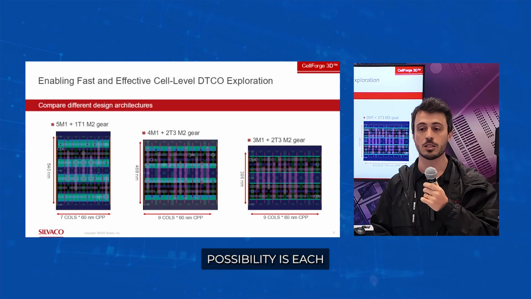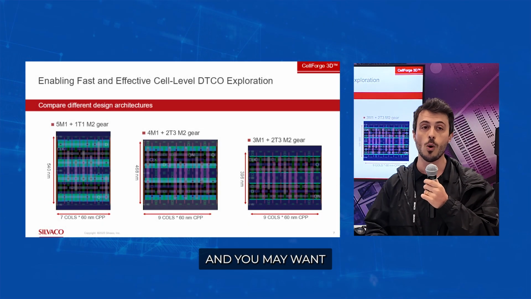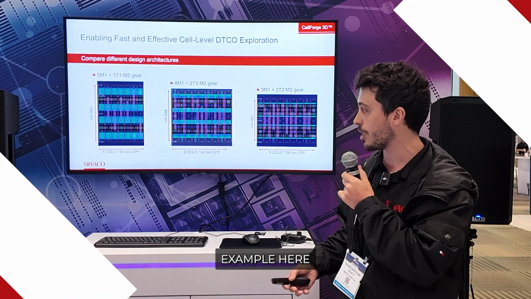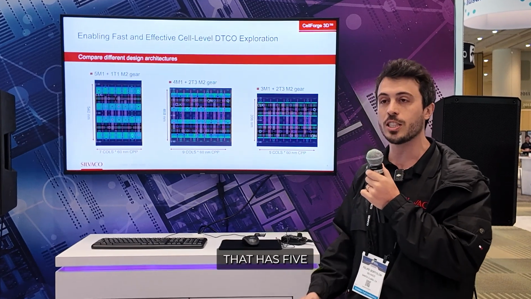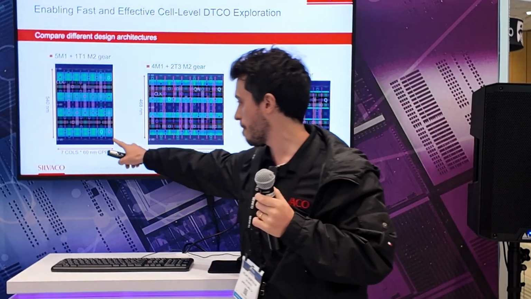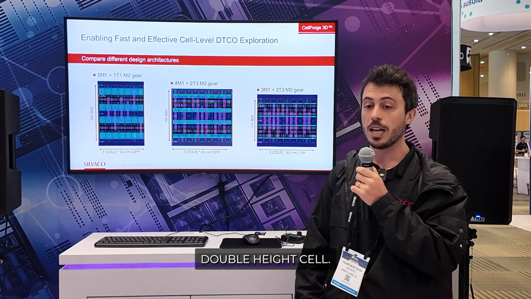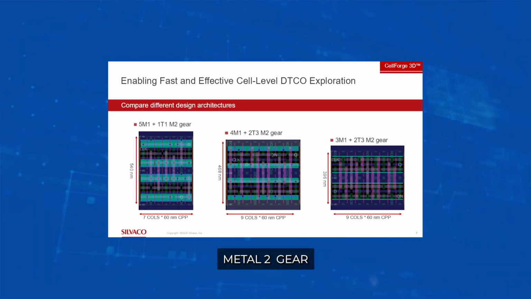Another possibility is that each technology has multiple architectures, and you may want to explore them and see what different impacts they have. So for example, here on my right I have a technology that has 5 metal 1 tracks. We can see here 5 tracks per height on a double height cell, and I'm using what we call a 1T1 metal 2 gear. And I can see that I was able to place my flop on 7 columns.